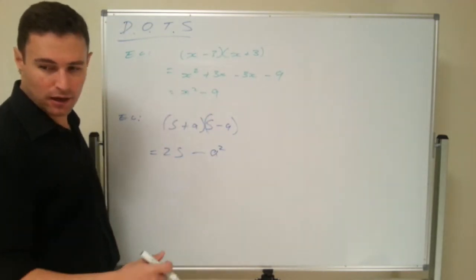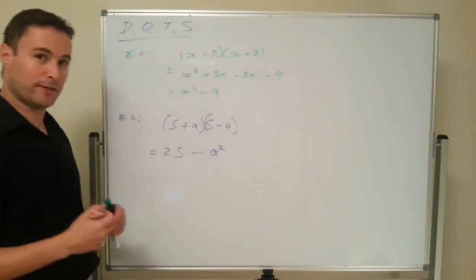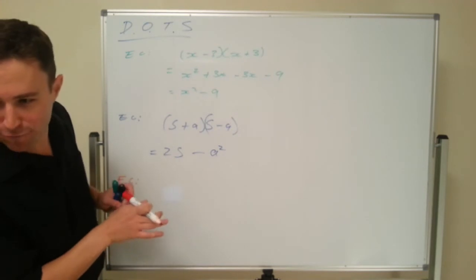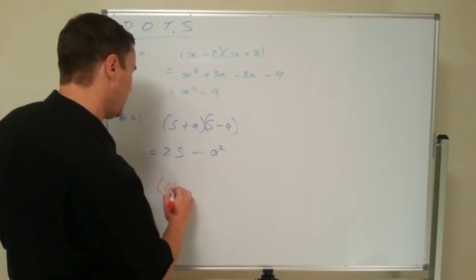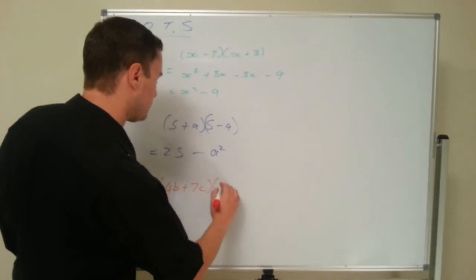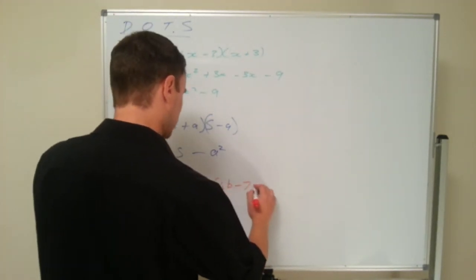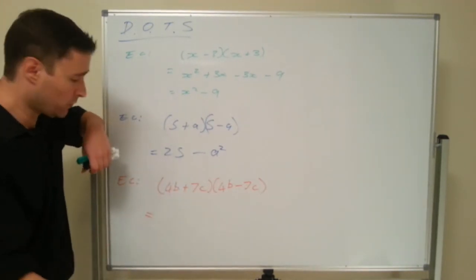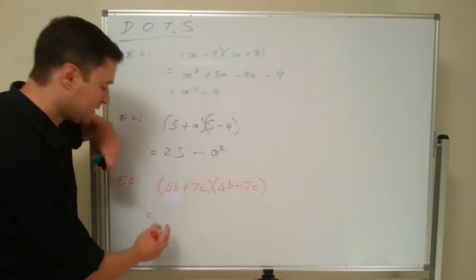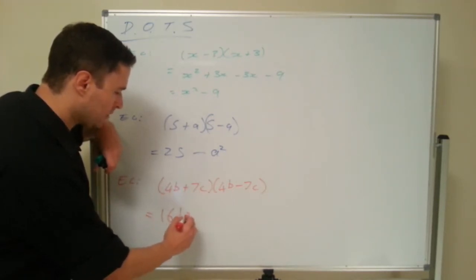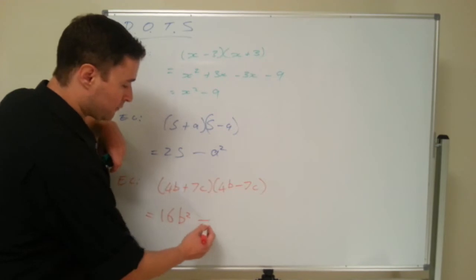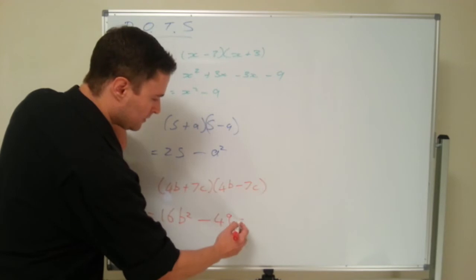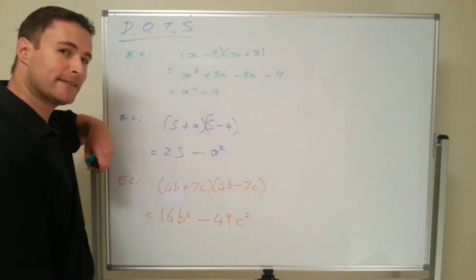Right. And then lastly, let's throw a really complicated one in. I'll do it in red because I haven't used red on this board yet. E.g., 4b plus 7c times 4b minus 7c. Alright? Well, doing FOIL would be quite long-winded on this, so let's use a shortcut. 4b squared, 4 squared is 16, b squared is b squared, minus, because I've got a difference of 2 squares, 7 squared is 49, c squared is c squared. Piece of cake, huh? Alrighty.